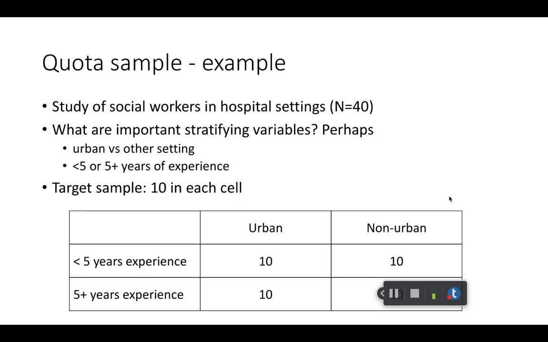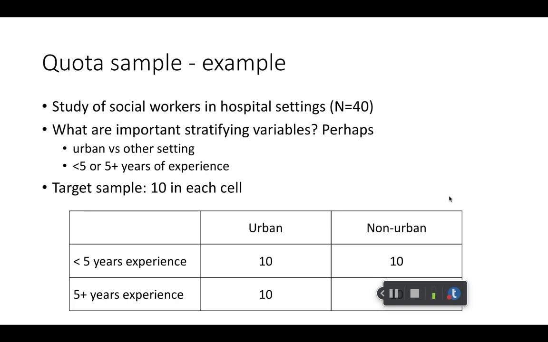Urban hospitals are very different in their networks and relations with other agencies than non-urban hospitals, so we'll use that as a stratifying variable. And maybe another important difference for purposes of our study is how much experience the social workers have. So we'll create another stratifying variable that is years of experience, and we'll operationalize that as less than 5 years of experience versus 5 or more years of experience.